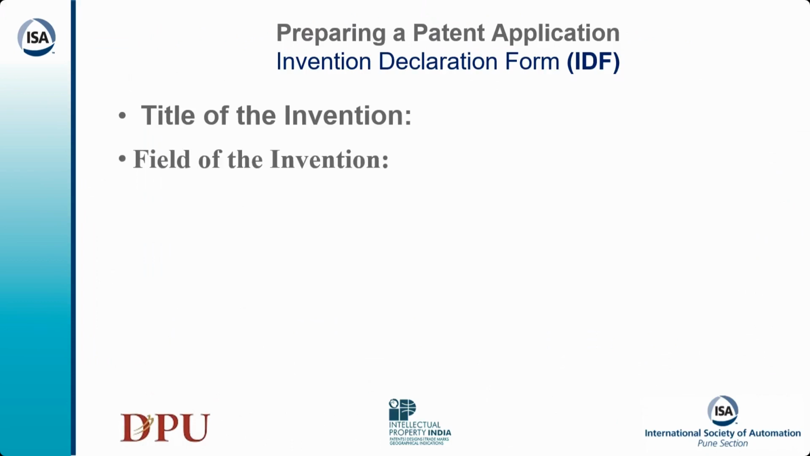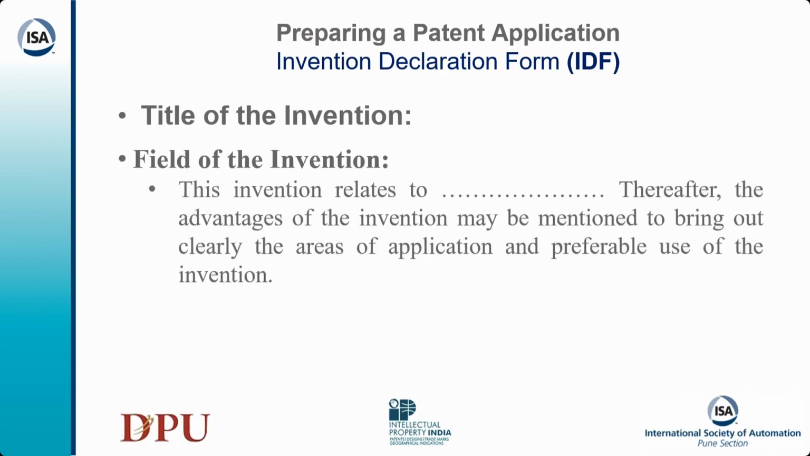Then the field of invention must be mentioned in your application. In this you have to write, this invention relates to the mechanical field, it relates to the electrical field, it relates to the biotechnology field. And why it relates to that field, we have to mention. Thereafter, the advantages of the invention may be mentioned to bring out clearly the areas of application and the preferable use of the invention. This is very important.